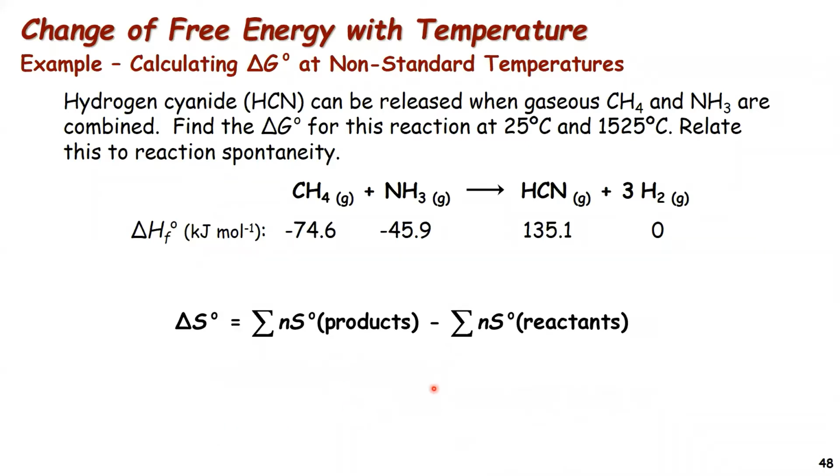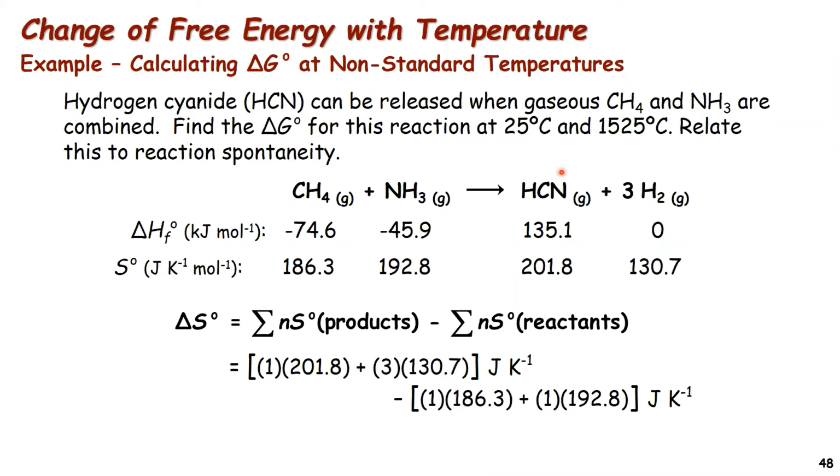Okay, we're going to do the same thing now to determine the standard entropy change. We're going to look up the absolute entropies in the tables of chemical data for each of the reactants and products. We're going to plug them into the summation law. So again, the 1 mole of hydrogen cyanide at 201.8 joules per Kelvin per mole, the 3 moles of hydrogen gas at 130.7 joules per Kelvin per mole. The moles cancel, leaving us with units of joules per Kelvin.